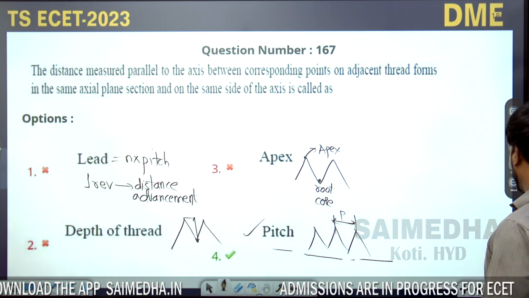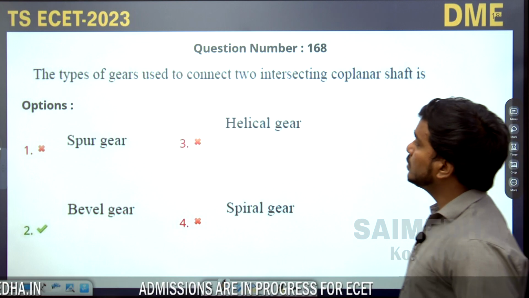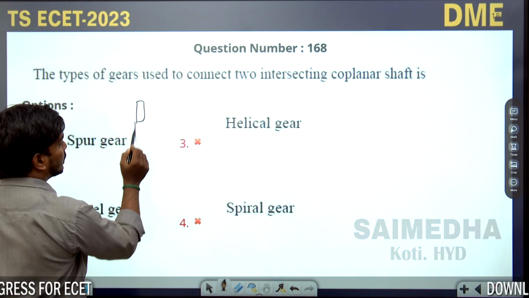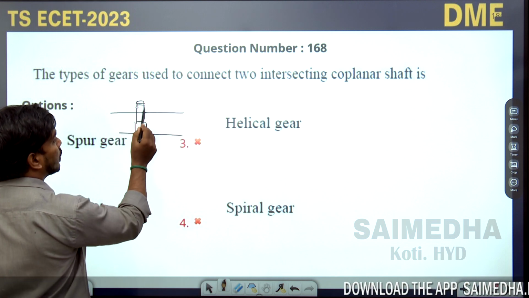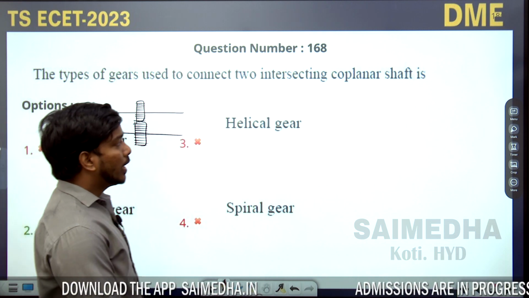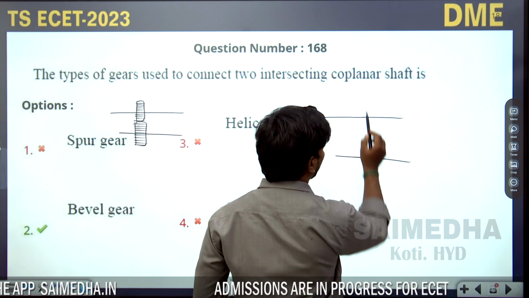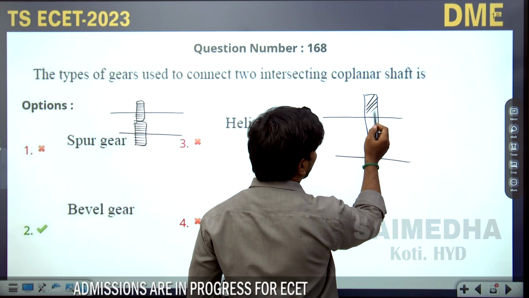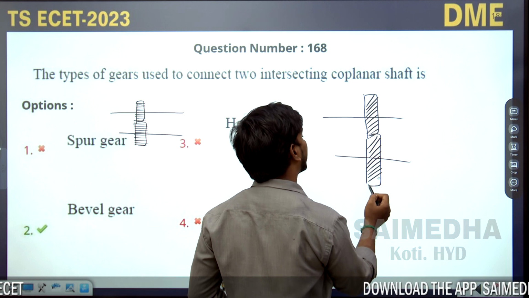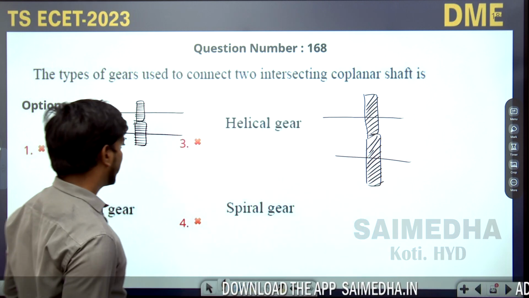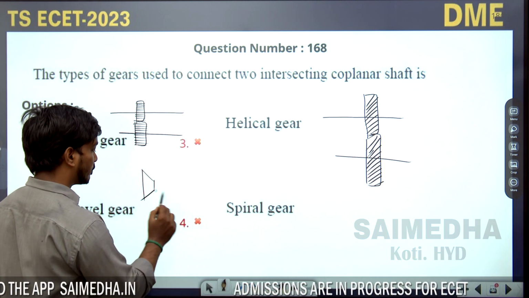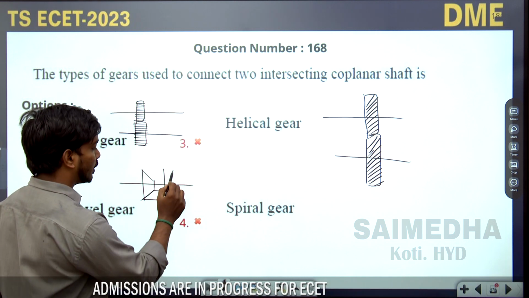Okay. Go for the next question. Type of gears used to connect two intersecting coplanar shafts. Spur gears means parallel shafts. Teeth are like this. This is a spur gear. Helical gear, again parallel shafts are there, but here you will be having some angles. Okay. Next one, bevel gear. These are the bevel gears, for intersecting shafts.